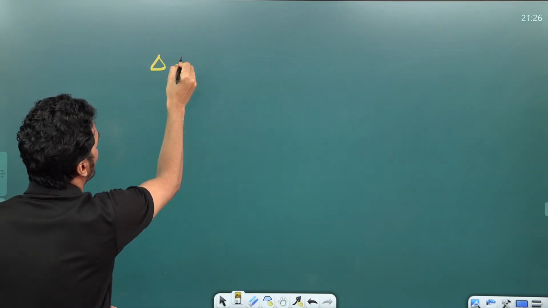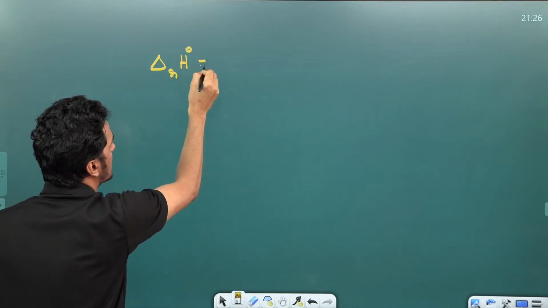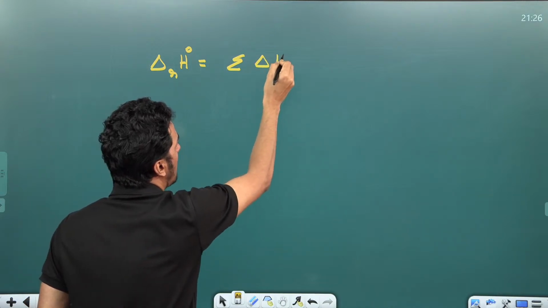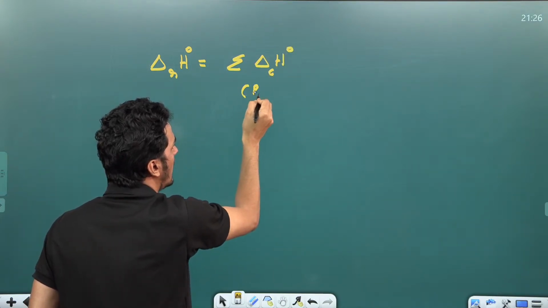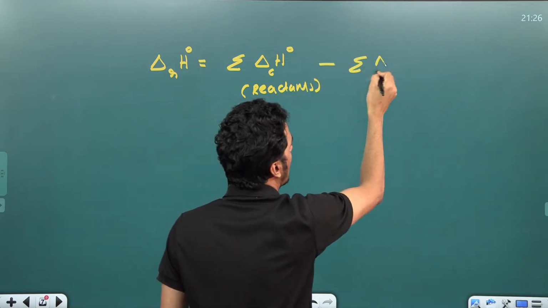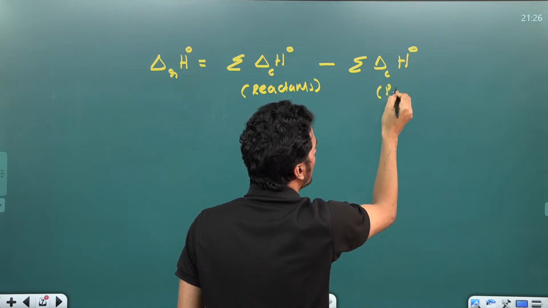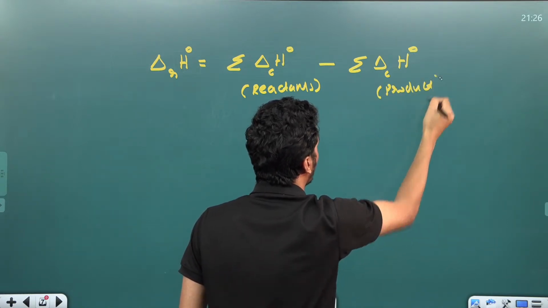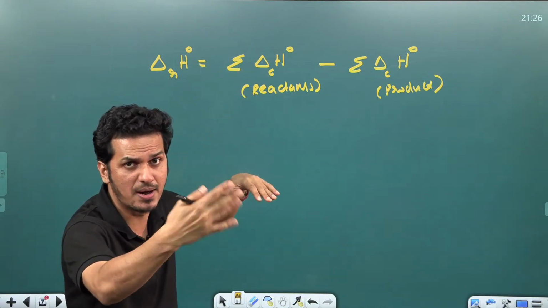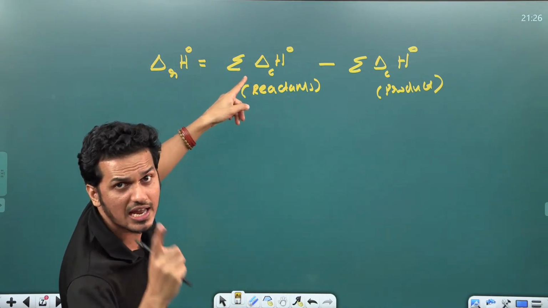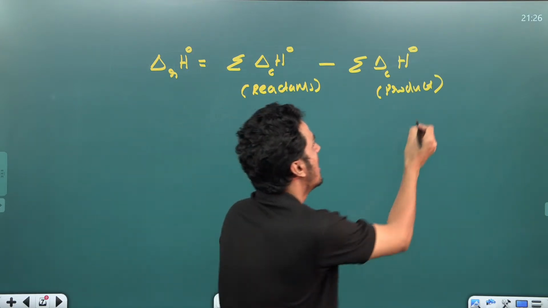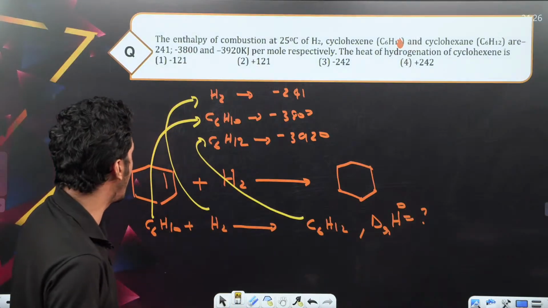Listen to me very carefully: enthalpy of reaction is equal to sigma enthalpy of combustions of reactants minus sigma enthalpy of combustions of products. This formula we already learned. If they are giving combustions of reactants and products, we can apply this one. Now let's check which all are the reactants here.